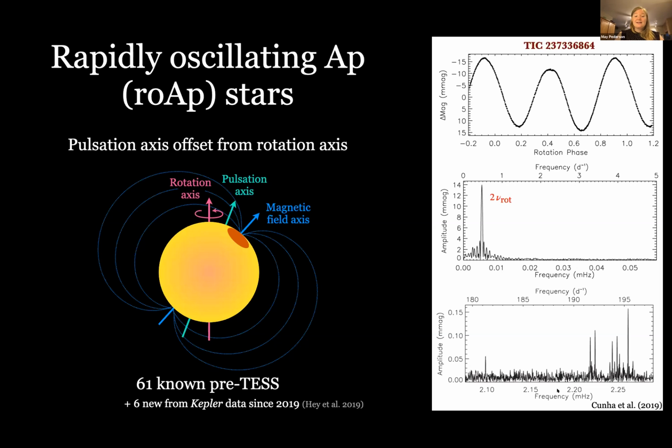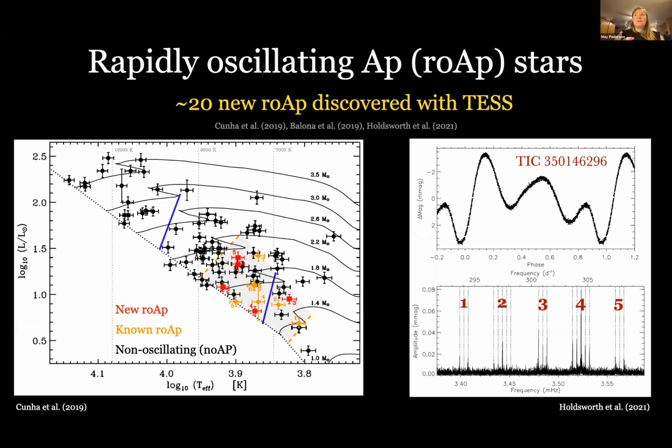Pre-TESS, there were not that many of these stars known, but just from, I think, the first cycle, as far as I remember, of observations from TESS, we actually have 20 new such detections of these stars. So TESS is really contributing a lot for this type of oscillator.